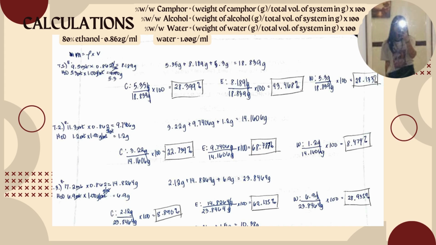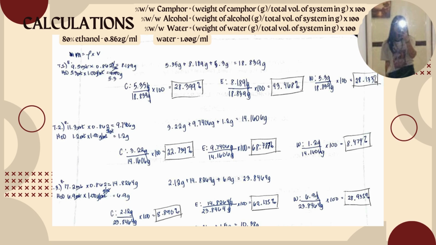For the percentage weight in weight of our water, we have the formula: weight of water in grams divided by the total volume of system in grams times 100. So we have 5.3 grams divided by 18.839 grams times 100. We have 28.133%.